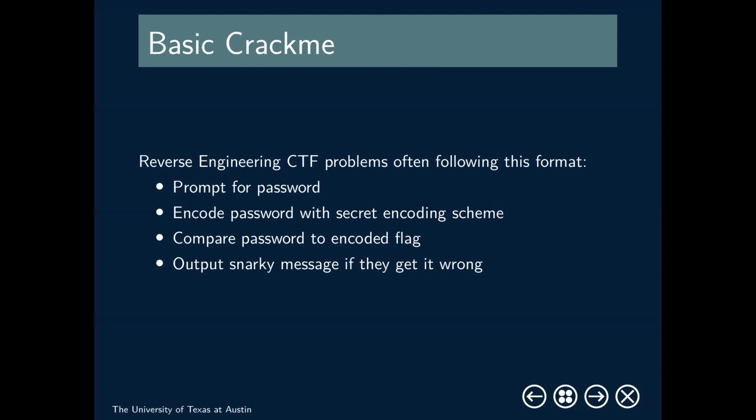So the typical example that you would use Angr for is a reverse engineering problem that follows the following format. Essentially, the program prompts the user for a password. The program then encodes the password with some secret encoding scheme. We compare the password to the encoded version of the flag, and then if the flag and the user's input don't match, we output something snarky.